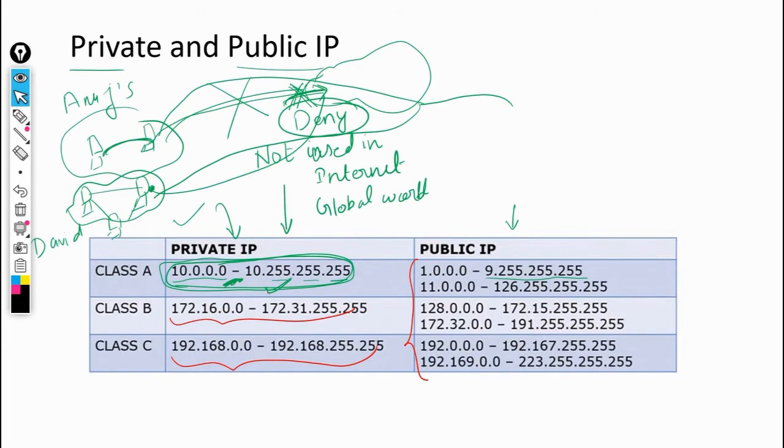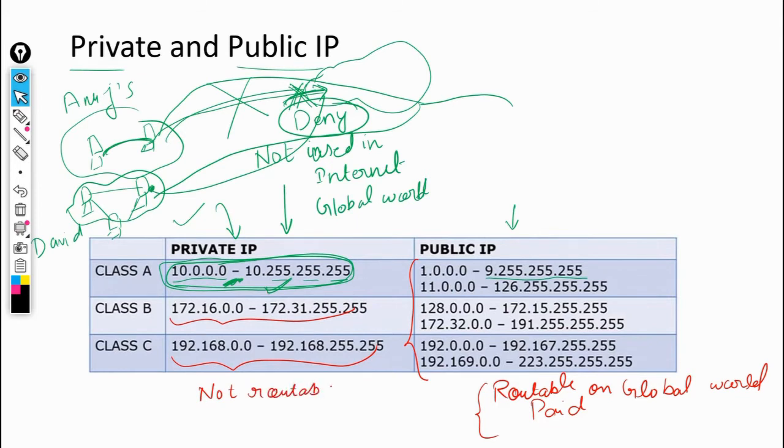Private and public IP, we covered that a public IP is routable on the global world. They are paid. You have to buy it from whichever service provider is in your region. There are a lot of IP address providers in your region, and you have to buy it from there. A private IP is not routable to the internet or the global world.